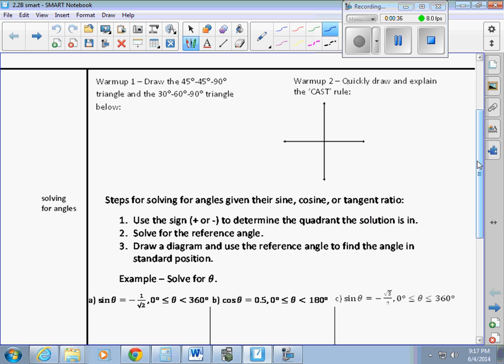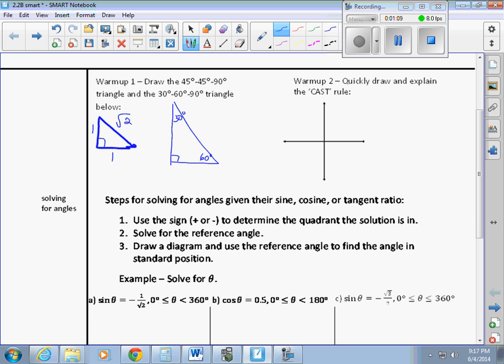So 45, 45, 90. You have your triangle, looks a little better than that, with your right angle. So your ratios are the sides or the legs are 1 and 1, and your hypotenuse is square root 2. For the 30, 60, 90 triangle, this isn't that close, but we'll call this our 30 and this is our 60.